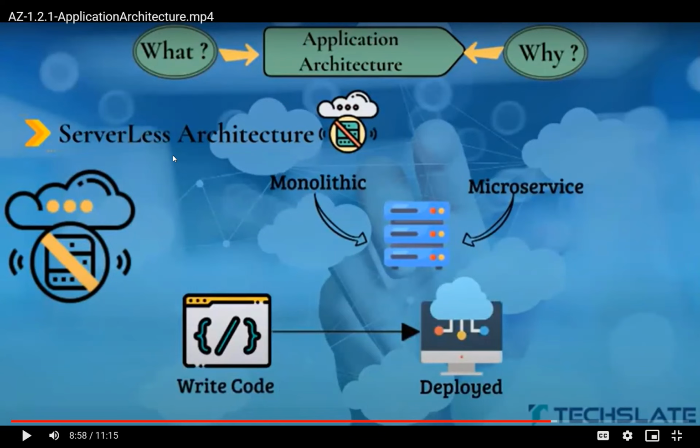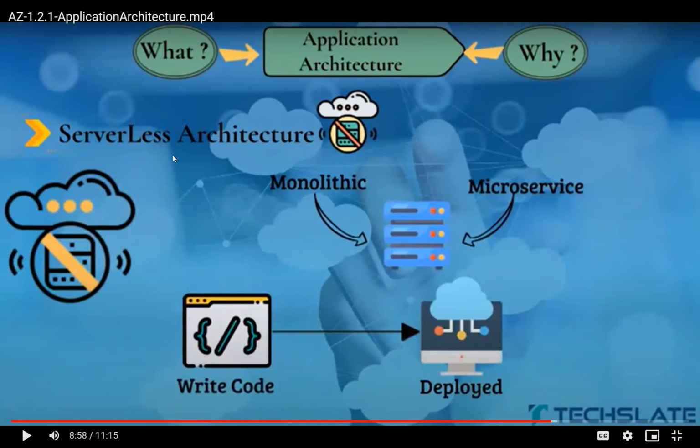One is monolithic architecture, microservice-oriented architecture, and serverless architecture. In the monolithic, what will happen? All the components of the application, the front end, middle layer, and back end. Front end means the user interface that you are seeing, and back end means the business logic, the entire code, will be there. And the database means where data will be stored. So all these layers will be kept in one server only in the monolithic.